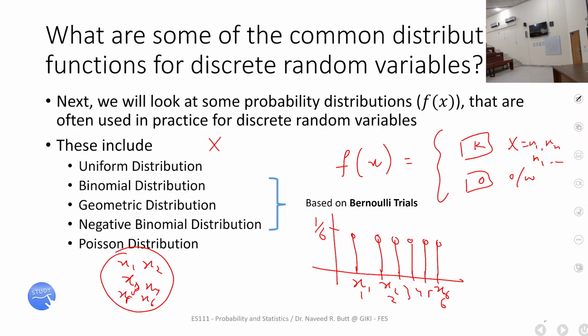So that is among the most common distributions that you see. What else has a uniform distribution? Tossing a coin. The probability of heads and the probability of tails is what? Both are 1 by 2, 1 by 2. So uniform distribution often shows up in many situations.